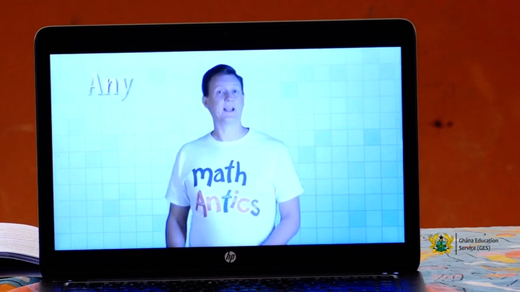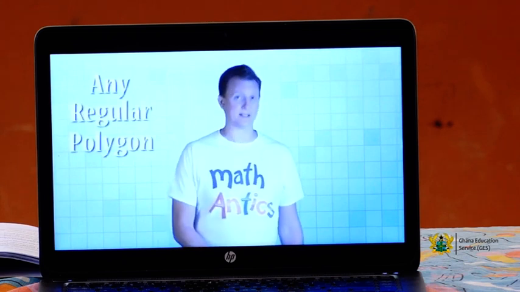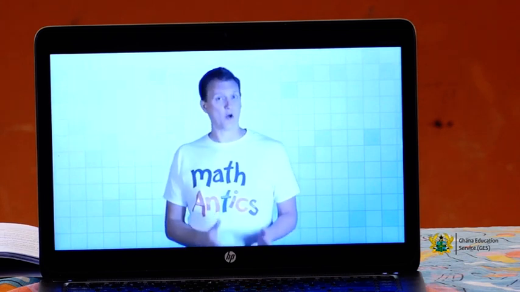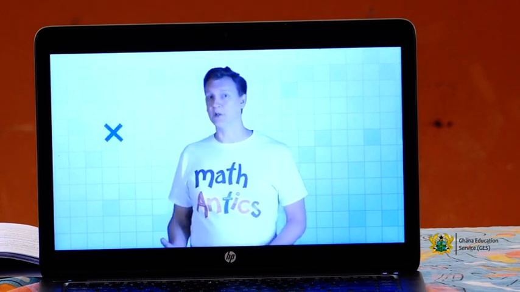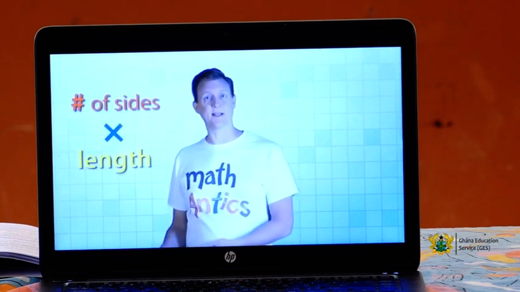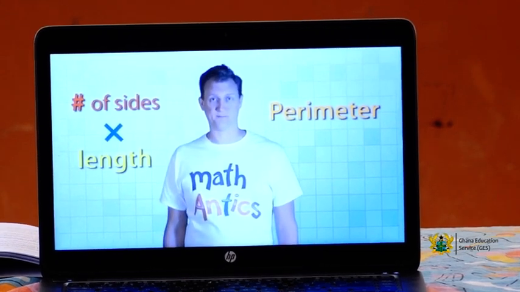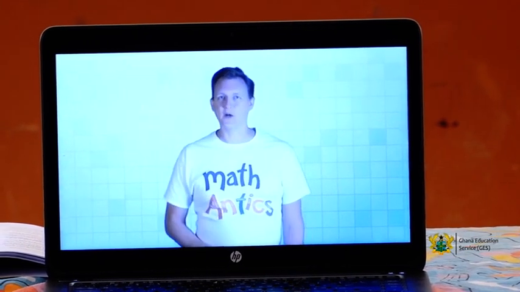That's better. And this formula works for any regular polygon, no matter how many sides there are. If the sides are all the same length, you can just multiply the number of sides by the side length, and you have the perimeter. Okay. Let's try one more example.